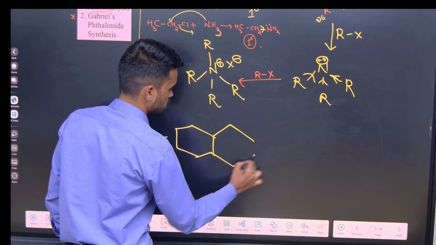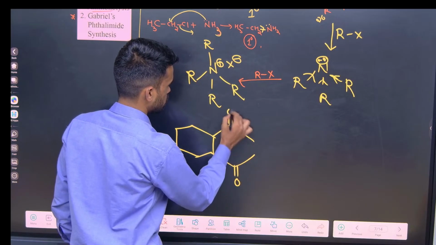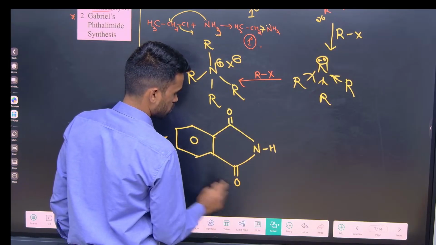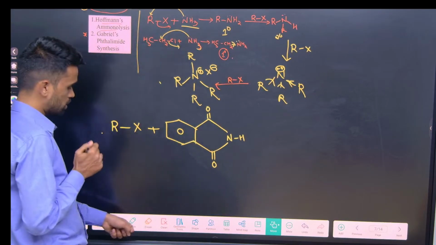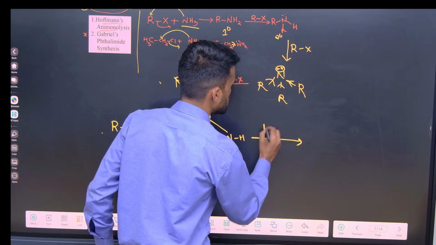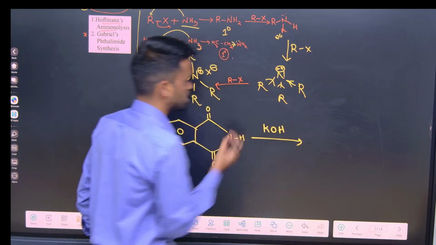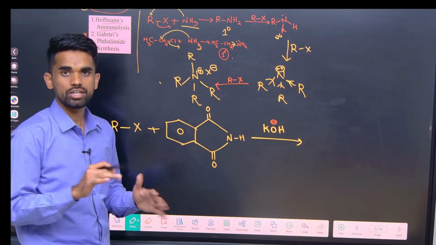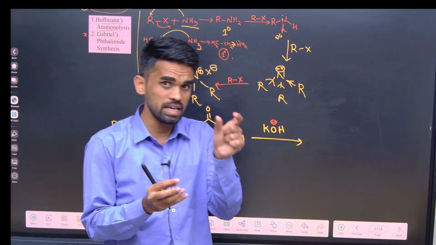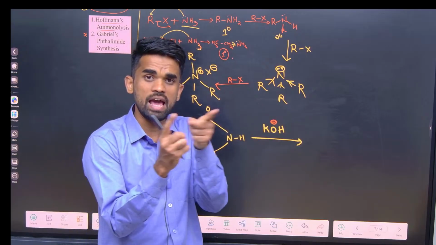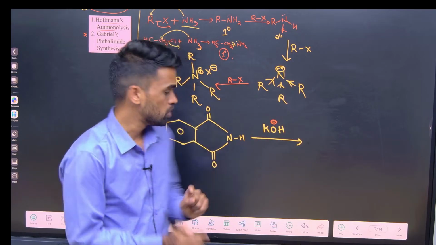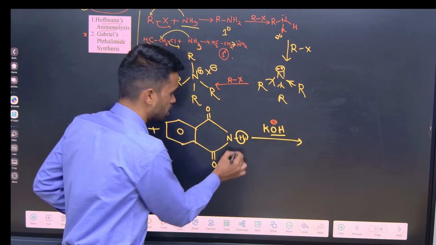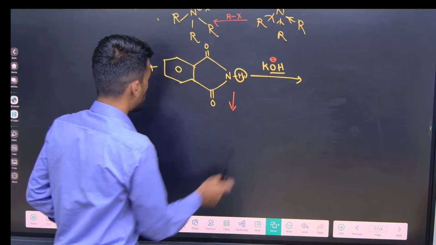Look at this. This is phthalimide. You can treat this with KOH. KOH is a base, so it will abstract an acidic proton first. During any organic reaction, if there is an acidic and a basic site, an acid-base reaction takes place first. Here an acidic proton is there and the base abstracts this acidic proton, giving potassium phthalimide.